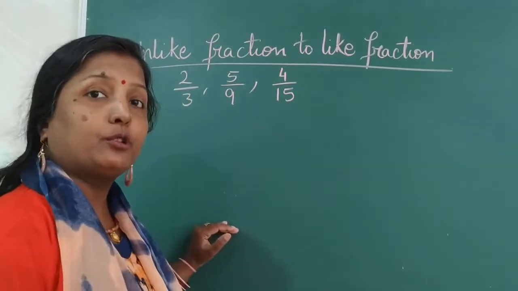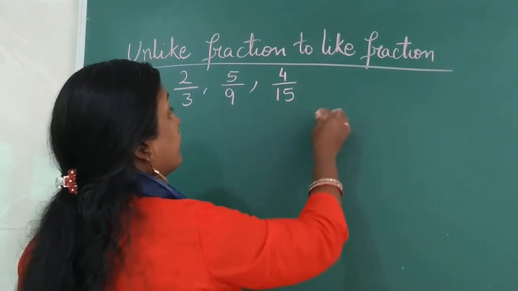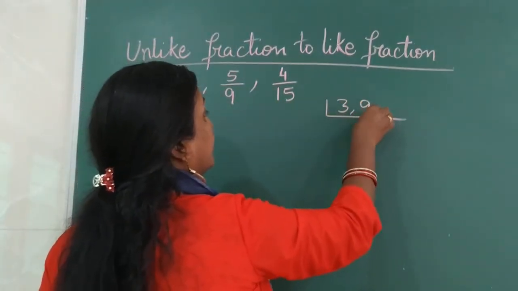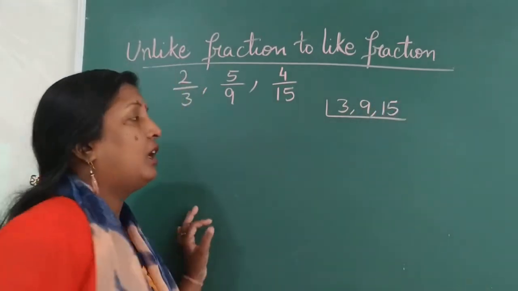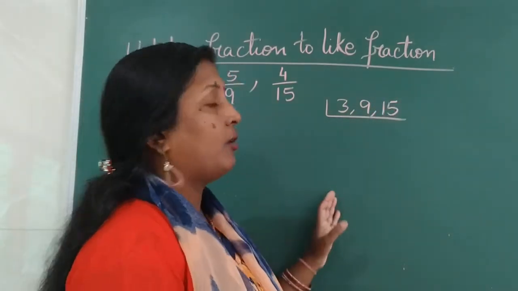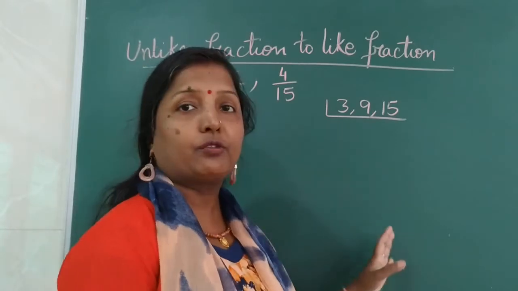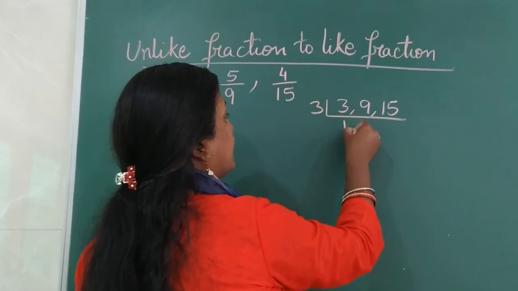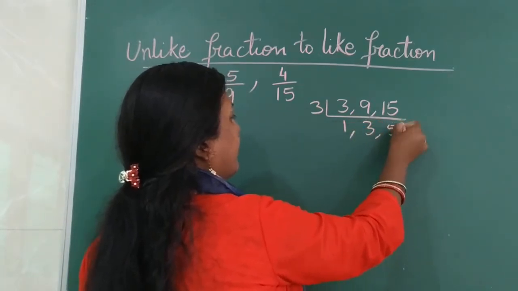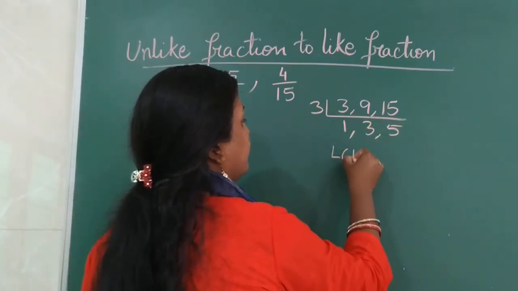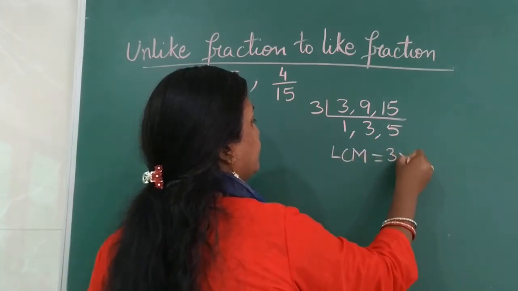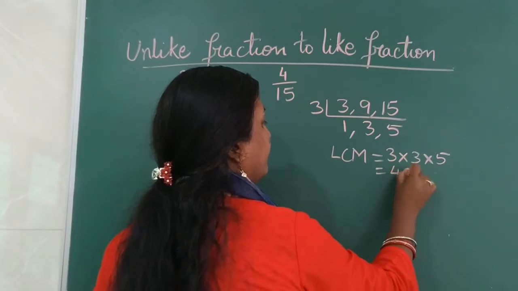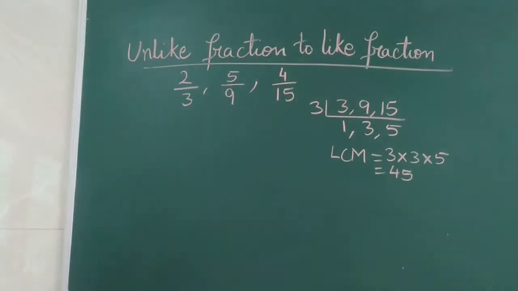So what is the step to go for it? For this, the first step is to find out the LCM of the denominators. Children, we just learned how to find the LCM using the common division method. So I hope this will give you another practice of finding the LCM. We go for 3 1s are 3, 3s are 3, 5s are 5, that's all. So the LCM comes 3 into 3 into 5, you get 45. So 45 is the LCM.